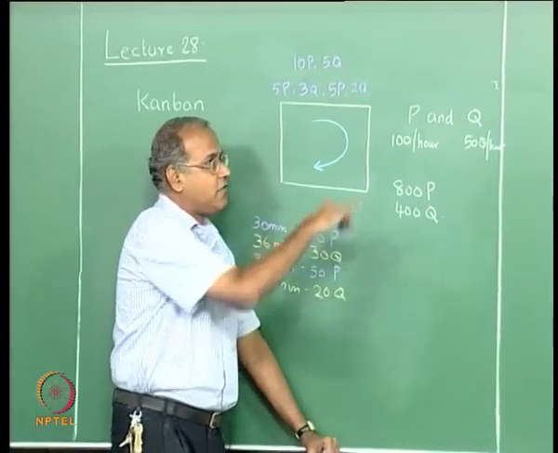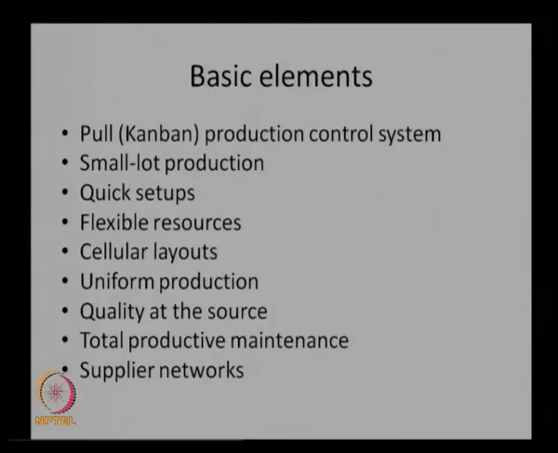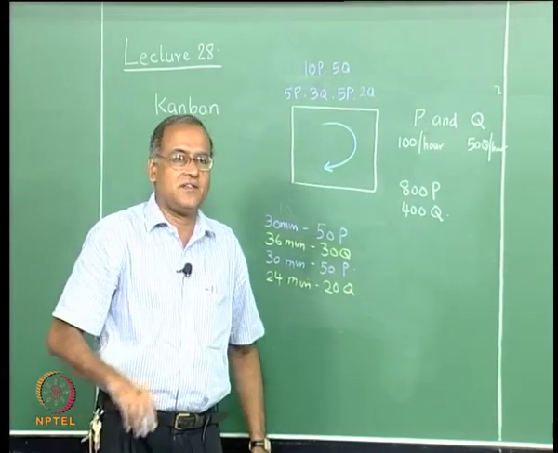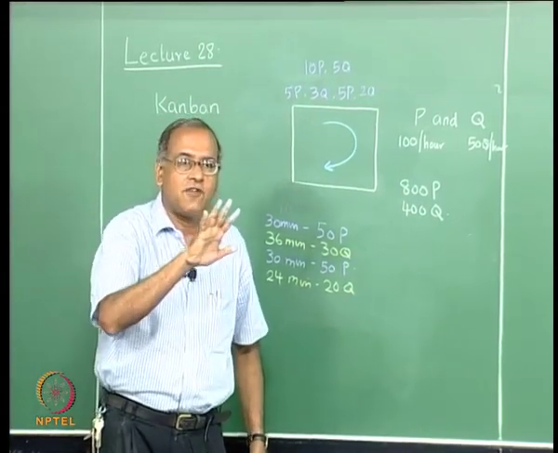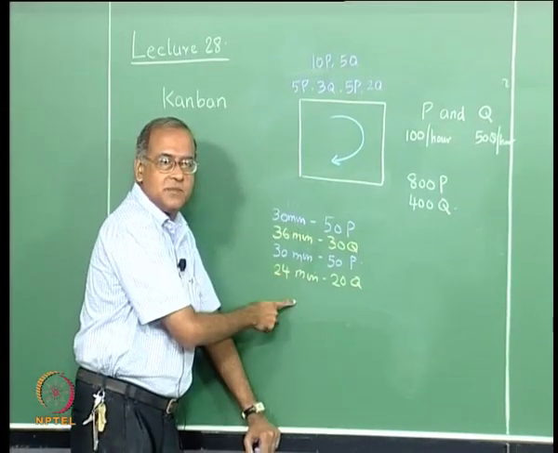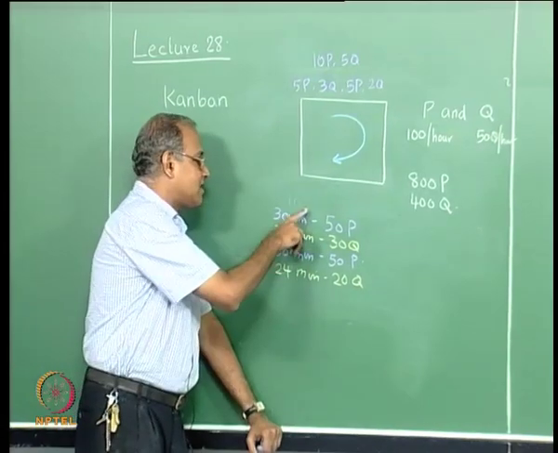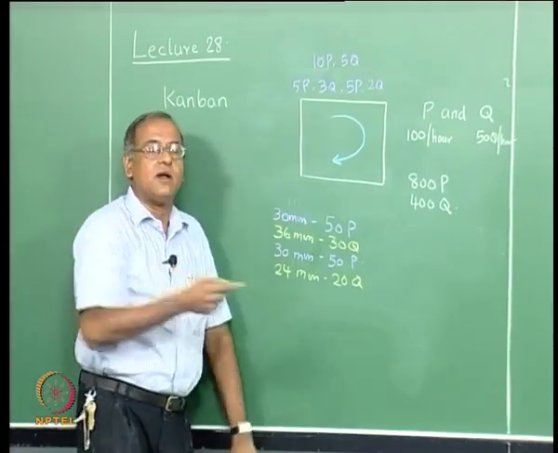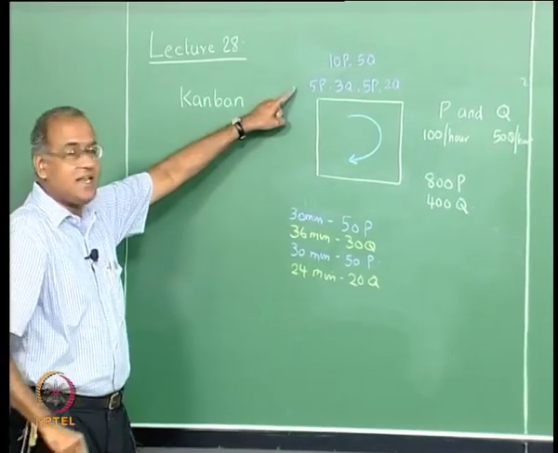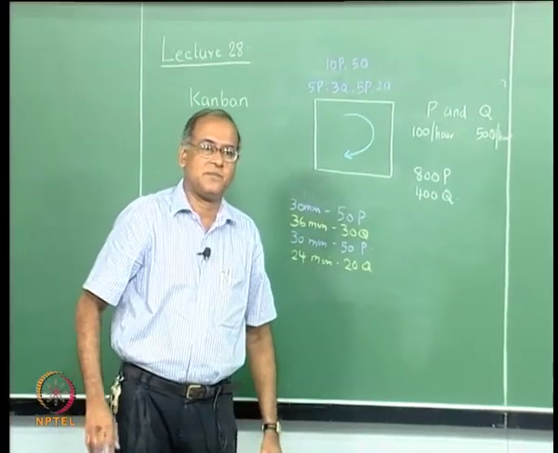That is the reason, if we go back here, bullet number 3 talks about quick setups. So, if we are able to have quick setups, and if the setup is of the order of 5 minutes, then I am talking of 1 hour 20 minutes. If the setup is 10 minutes, I am either talking of 1 hour 40 minutes, or double the inventory and 1 hour 20 minutes.